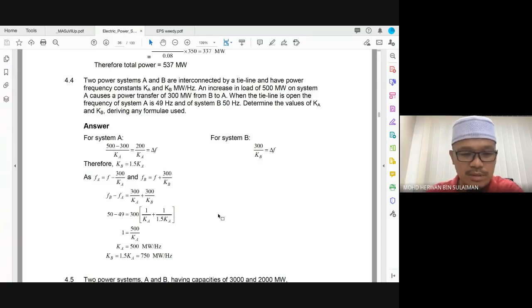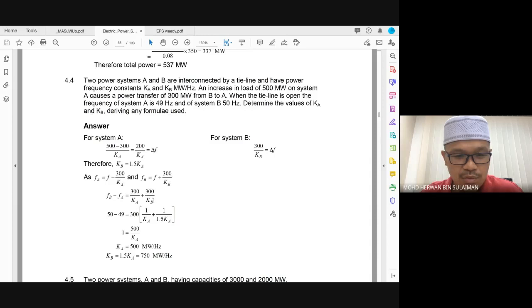So that's why you get, because FB is 50 hertz, FA is 49 hertz. Basically you can make this one minus this one, or also this one minus that one. It's similar because we have a negative value, no problem. So that's why you get here 50 minus 49 equals 300.